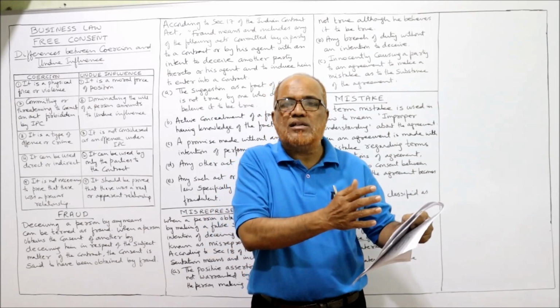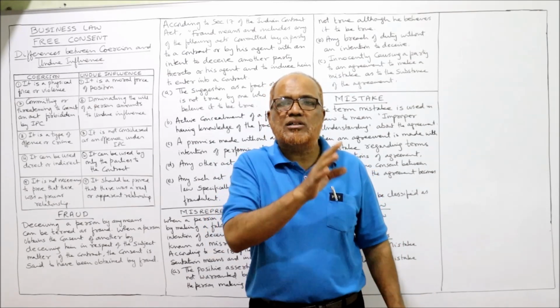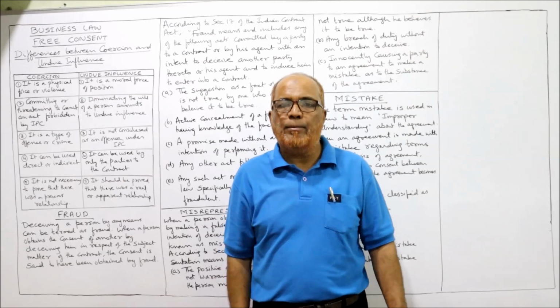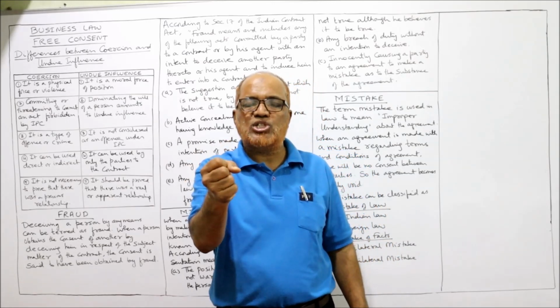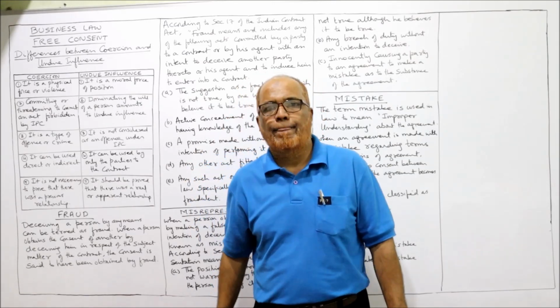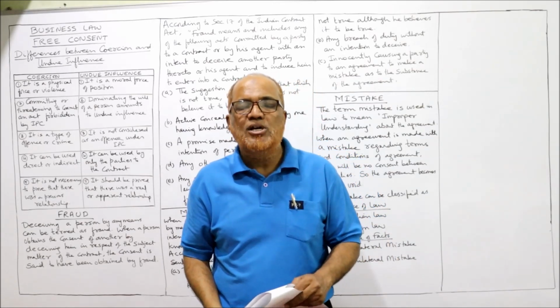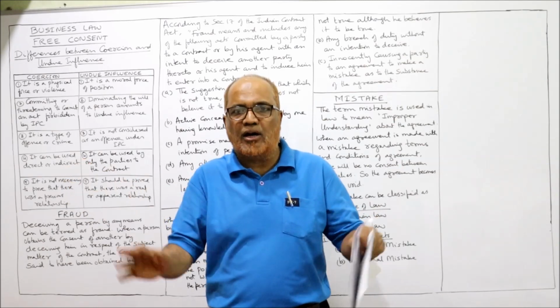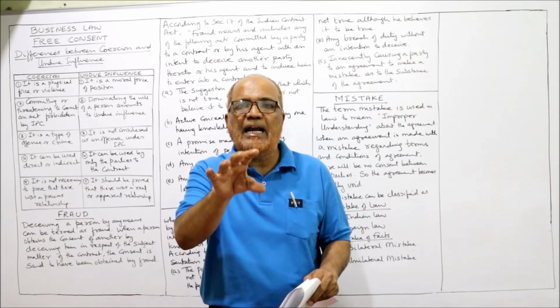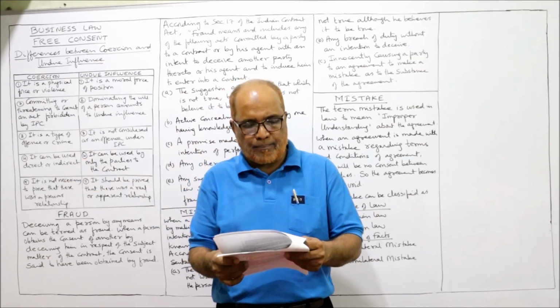Now the court says Salman can reject that contract, reject the agreement, because his consent was taken under undue influence. The consent of Salman was taken under undue influence. So Salman can avoid the contract. The contract is voidable in the hands of Salman.